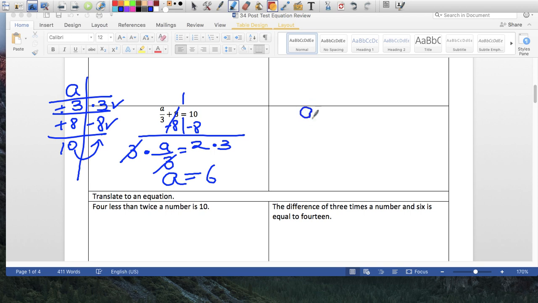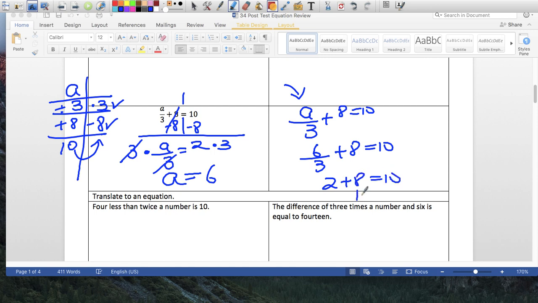Check. A over 3 plus 8 equals 10. We're going to replace this guy over here with 6. We're going to write 6 over 3 plus 8 equals 10. 6 over 3 is 2 plus 8 equals 10. 2 plus 8 is 10, which equals 10 on the other side.